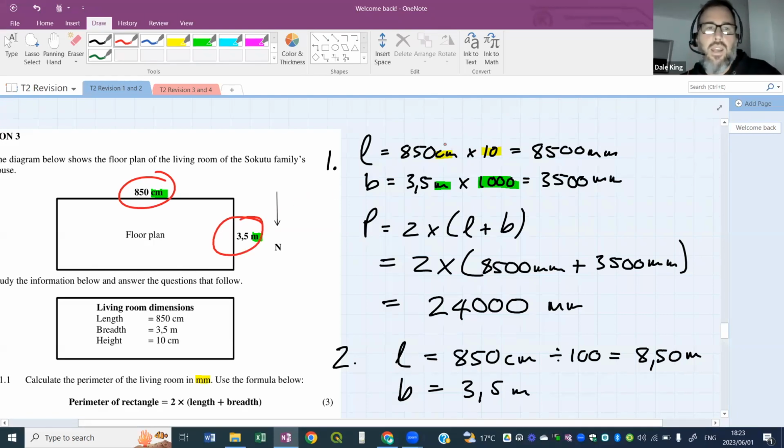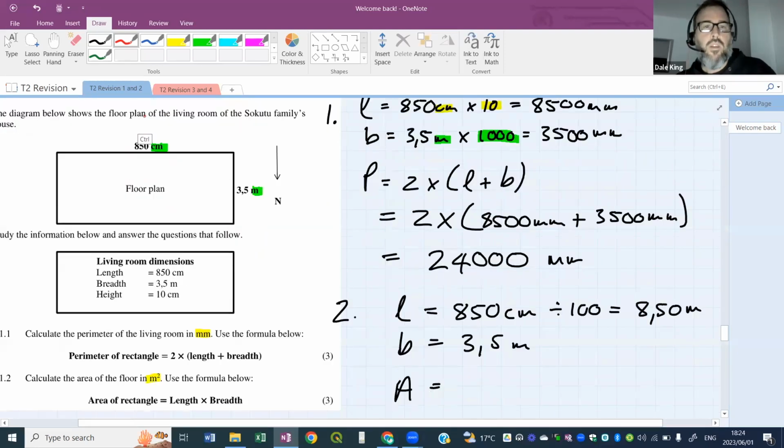So for my 850 centimeters, to get millimeters, I times it by 10. For my 3.5 meters, to get millimeters, I times by 1,000. That gave me these measurements in millimeters. Then I just subbed it straight into my formula and used the calculator to get the answer. Very funny that they asked for millimeters in this question, but that's what they want, so that's what we'll give them.